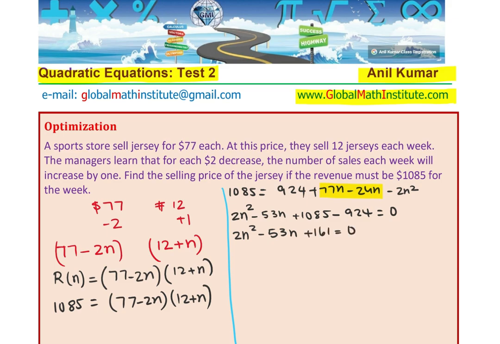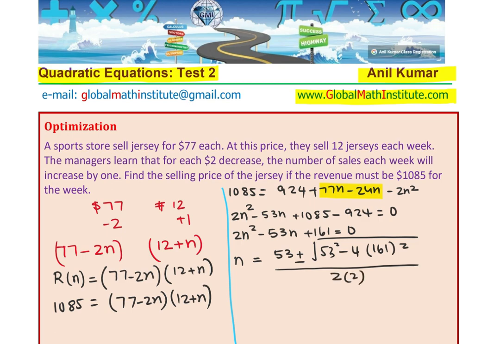So we have to now find the value of n. I'll use the quadratic formula, right? So minus b, which is 53, plus minus square root of 53 square minus 4AC, 4 times 161 times 2, over 2A, right? 2 times 2, which is 4.